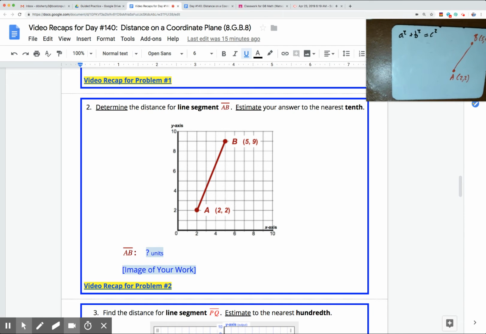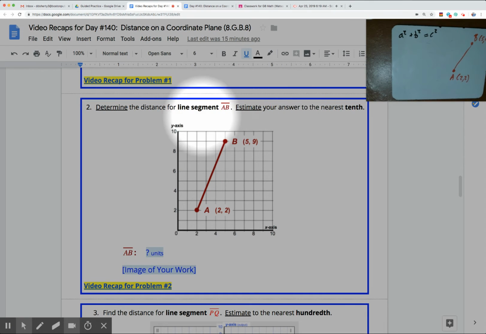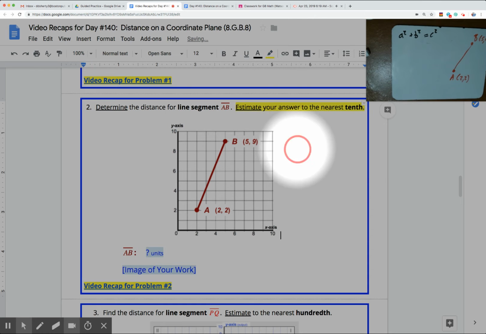For practice problem number 2, as always, we want to focus first on what the question is asking us to figure out. They say determine the distance for line segment AB, that red or maroon line here, and then you're going to estimate your answer. This is important: to the nearest tenth. Always pay attention to directions like estimate your answer to the nearest tenth. I'm going to go ahead and highlight that so we remember to pay attention to that.